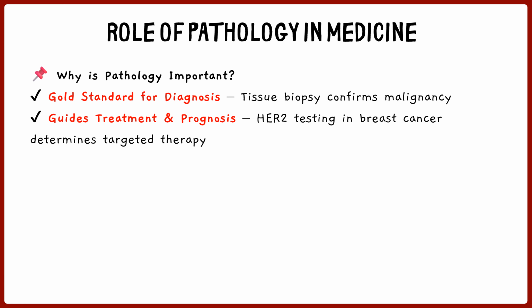Many treatments today are going to be tailored based on the pathology findings. For example, in a patient who has breast cancer, we can test for HER2 because we have targeted drugs that we know can target this HER2. For example, Herceptin or trastuzumab can be used for targeted therapies.